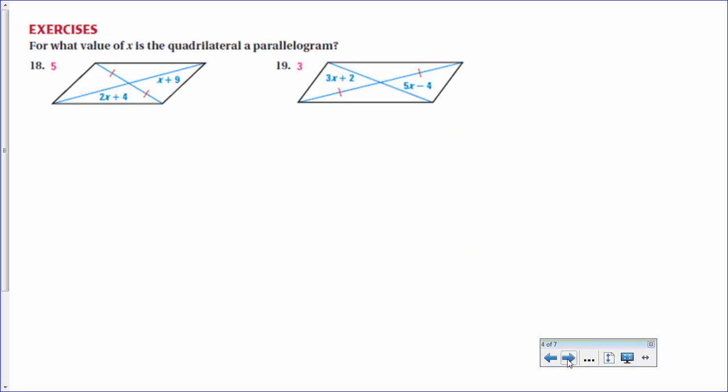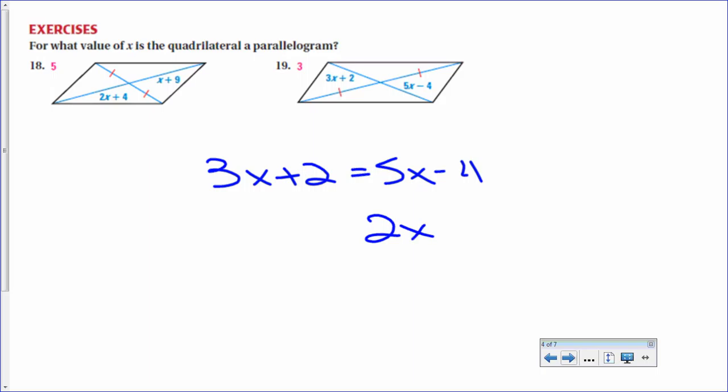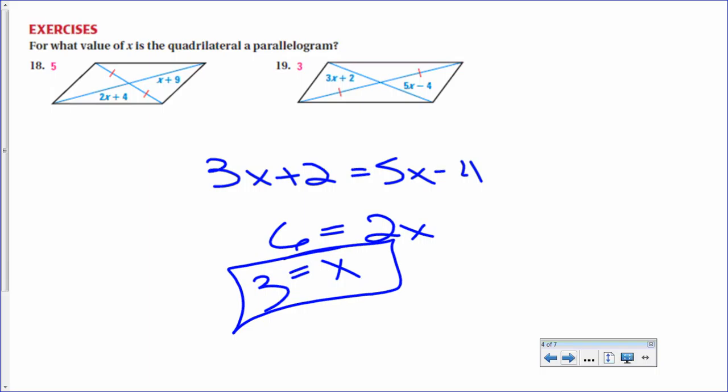Okay, some other pretty good problems here. For 18 and 19, diagonals are bisected in a parallelogram, and it looks like if you want to prove it's a parallelogram, you'd set them equal to each other. So let's do number 19 here. You got yourself 3x plus 2 equals 5x minus 4. I'd move the 3x to this side, giving you 2x. Add 4 to both sides gives you 6, so x equals 3. Number 18 is very similar.